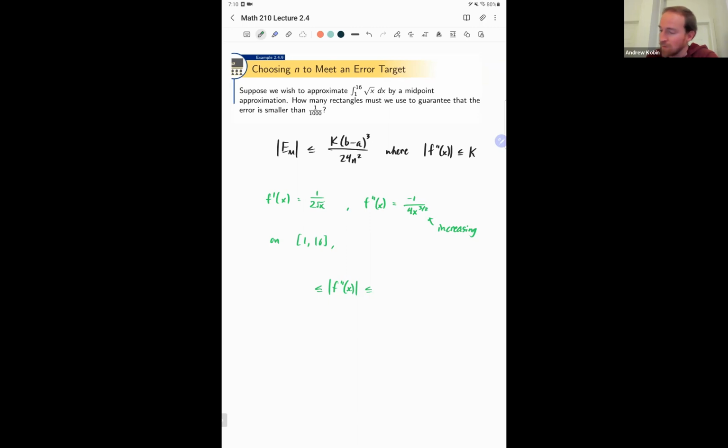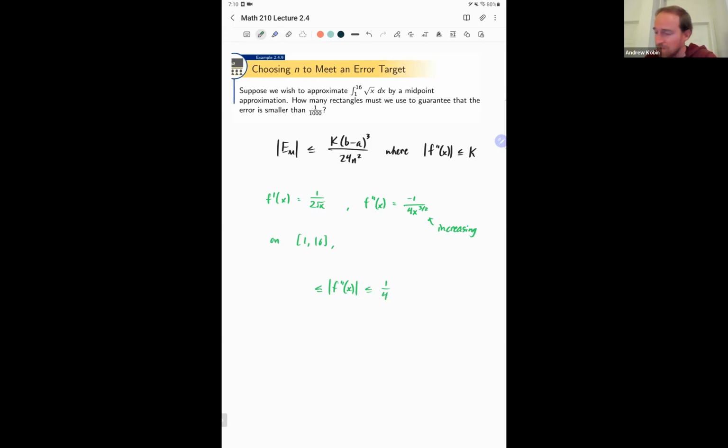So left hand point of 1, if I plug that in, gives negative 1/4. That's the smallest the negative second derivative can be. So negative 1/4 is the furthest from 0 that it will be, and that means it's the largest in absolute value the second derivative can get. So that's already our error bound.